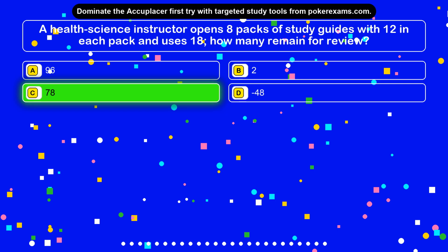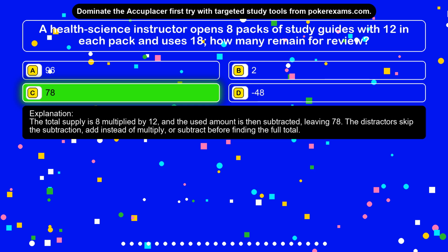The correct answer is option C, 78. The total supply is 8 multiplied by 12, and the used amount is then subtracted, leaving 78. The distractors skip the subtraction, add instead of multiply, or subtract before finding the full total.